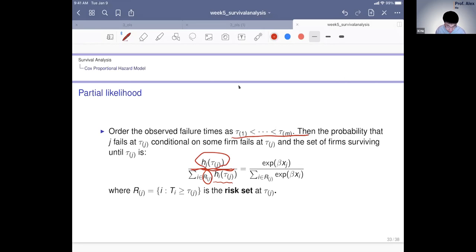Okay, let me repeat. Here, what we have is the probability that this person J dies among all of the people who have survived until that time tau J. And that probability is the hazard rate of this jth person divided by the sum of the hazard rate of all of the people. That's because the hazard rate is basically the probability that the jth person dies in the next second divided by the probability that all of the people die at that next second, summed up together.